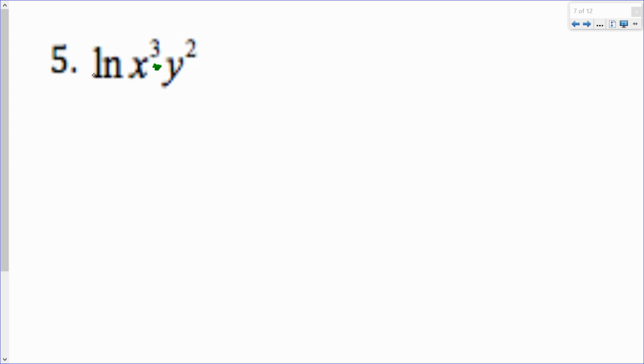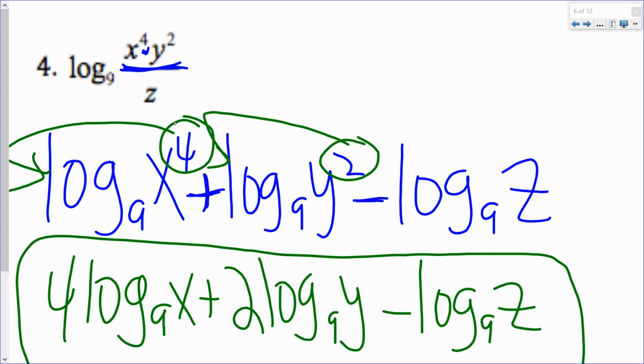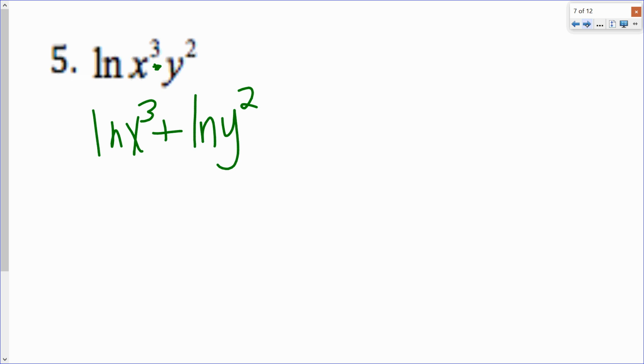Okay. ln x cubed, multiplication becomes plus ln of y squared. I say ln. ln, it's all good. Now apply your power rule. Look at what we did in the previous example. The power just went in front of the log that it was attached to. So I want you to take about 10 seconds and try and apply the power rule here.